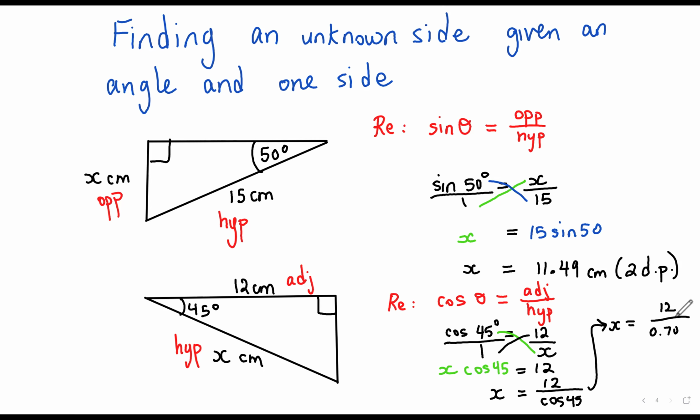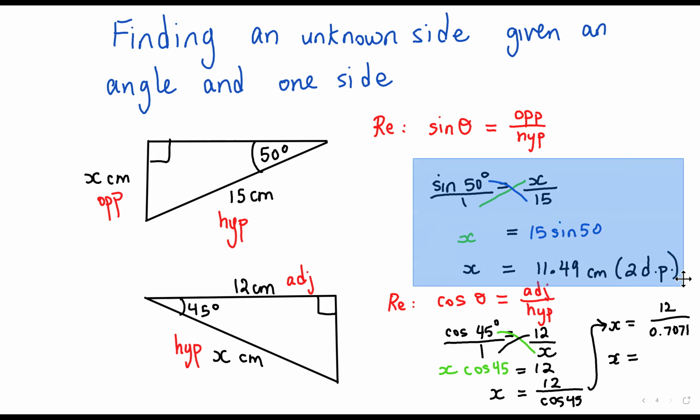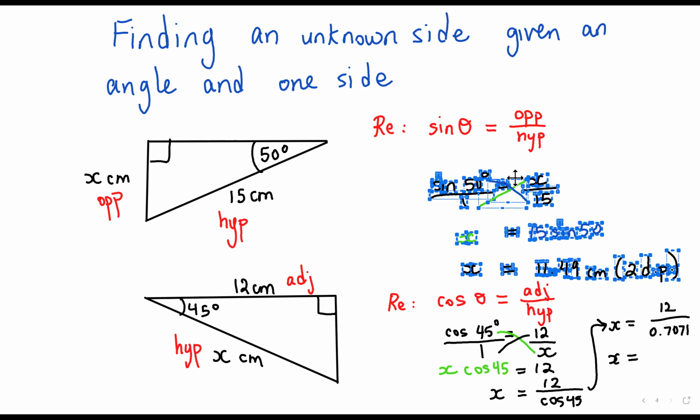0.707. Yes. Let's take it to 4 decimal places, just to be safe. So you would have to say x is equal to 12 divided by 0.7071, and then work that out. 12 divided by 0.7071. Tell me what you get. 16.97. That's correct. 16.97.